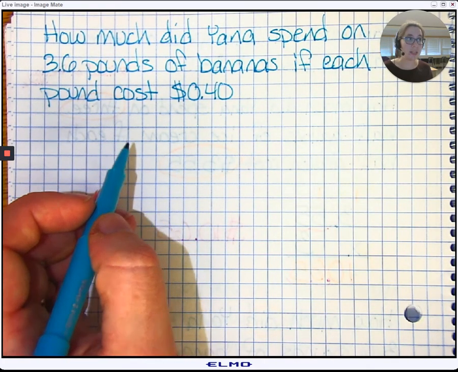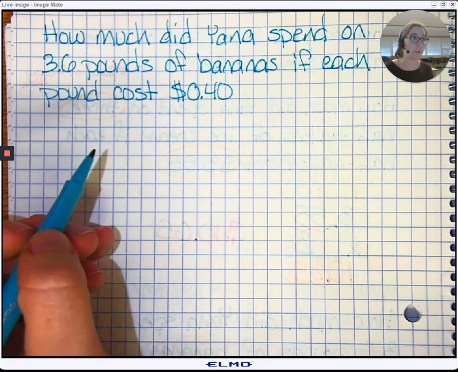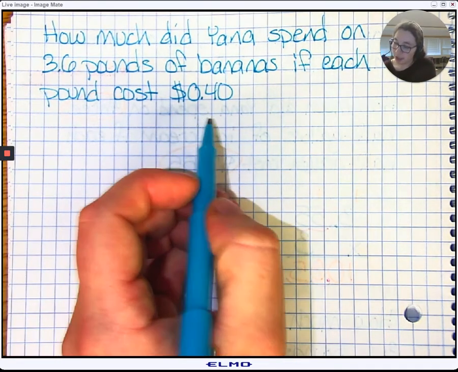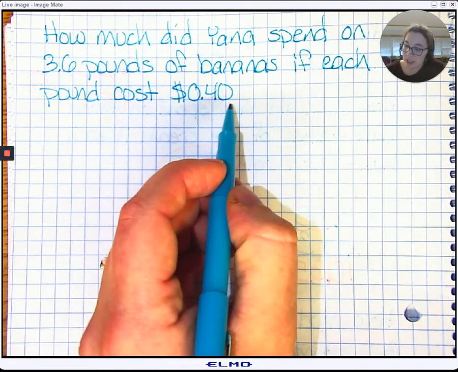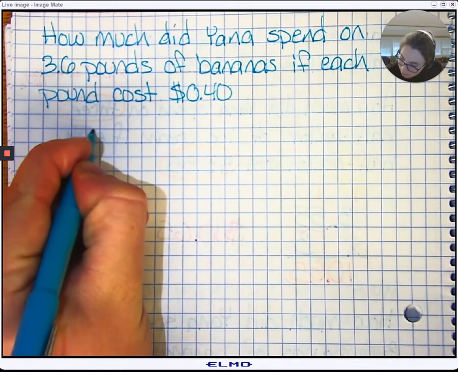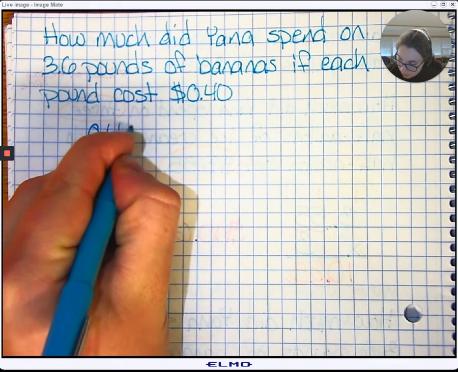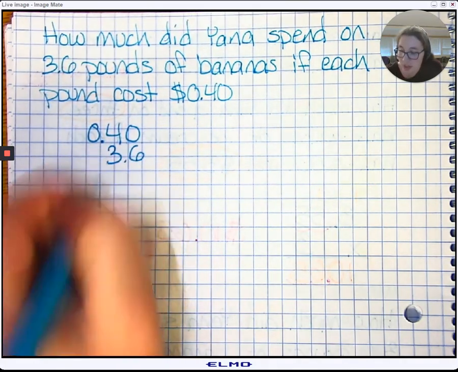Now there's a couple of ways that I could do this. I've said in the past that I usually do the longer number on top. The longer number in this case is, of course, this number here, which is 4/10. 0.40 is longer than 3.6, so I could set this up like this. 0.40 times 3.6.